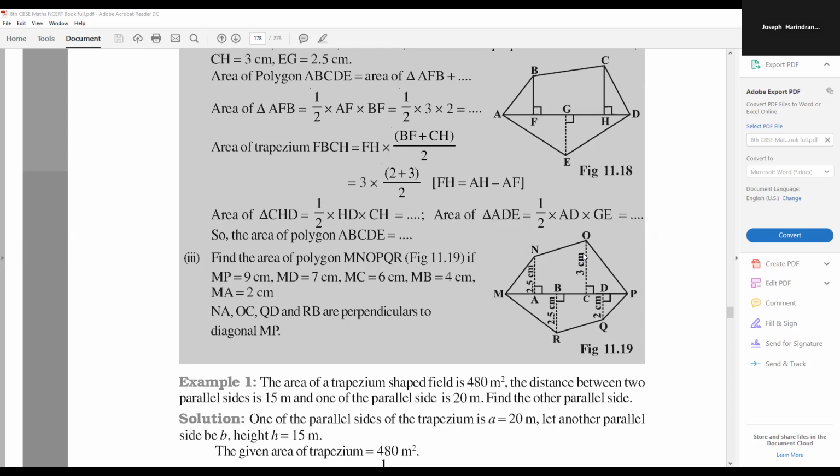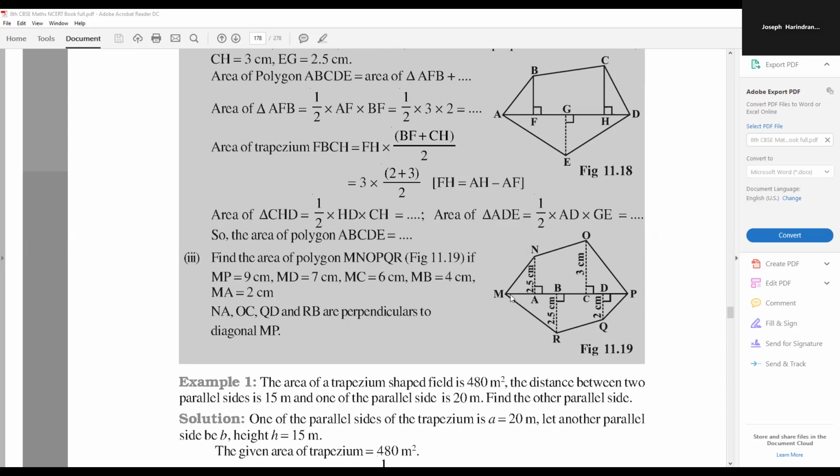So this trapezium, we don't need the sum of the non-parallel sides. We need only the measure of the parallel sides and the distance between the two parallel sides. The distance between the two parallel sides here, AC, is required. The AC is required here. We are given MP.